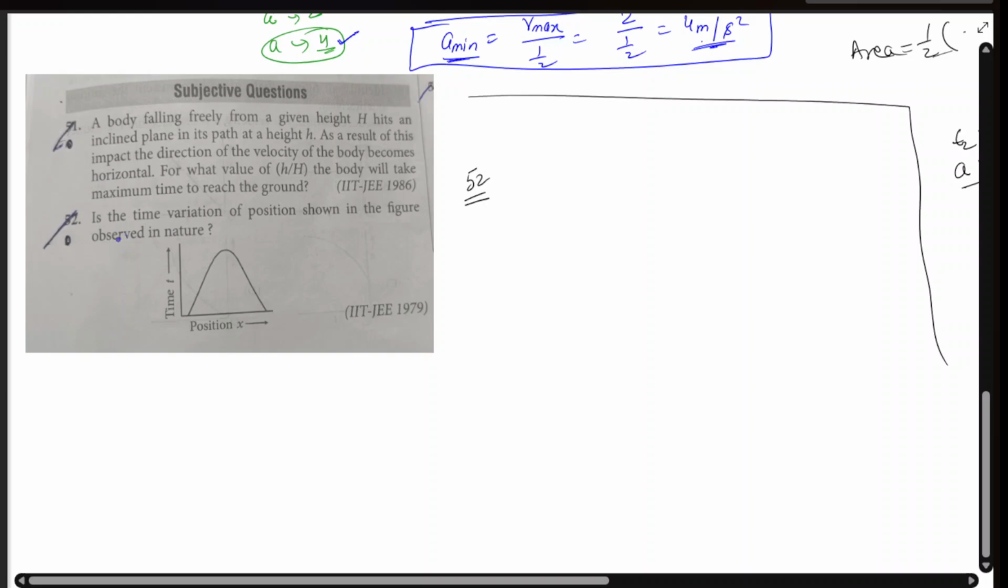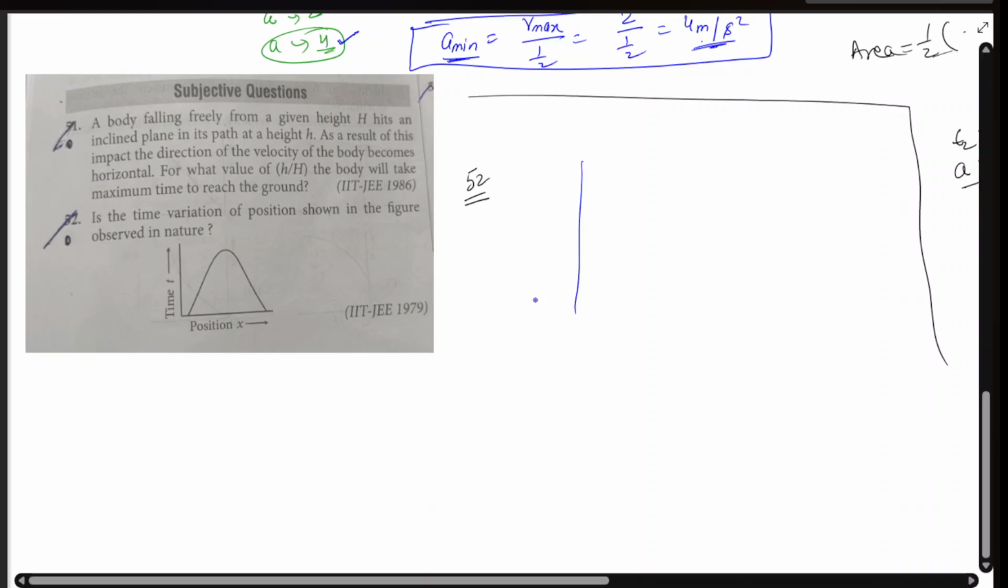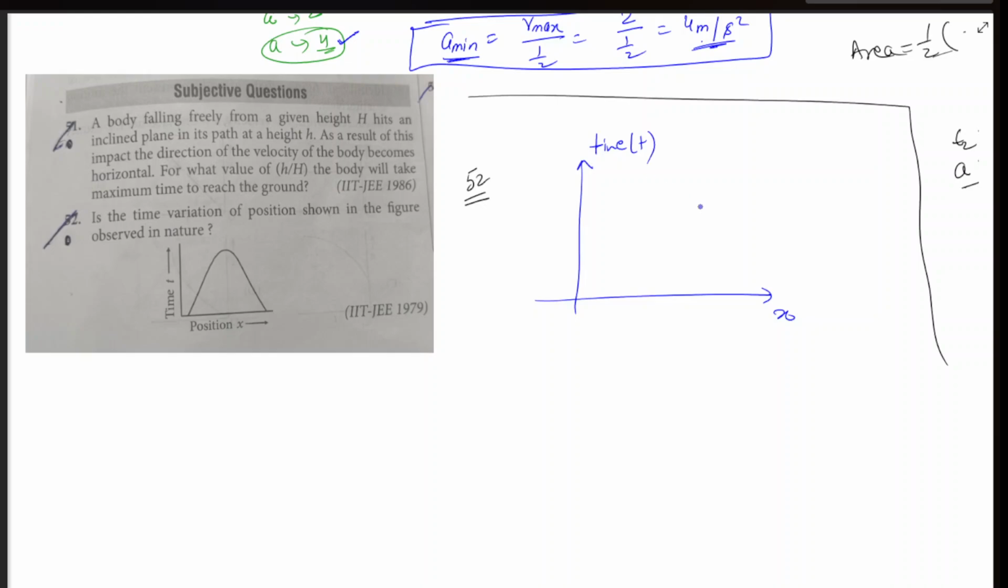So what is 52 saying? The time variation of the position shown in the graph in the figure, is it observed in nature? So this is x, this is time t. This is position, and the graph looks like this. If I take a time here, t equal to t1, the particle has two positions. So this does not make any sense. The answer is no, right?